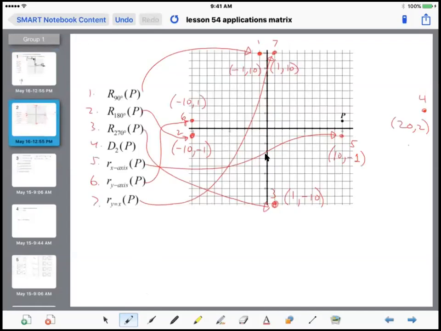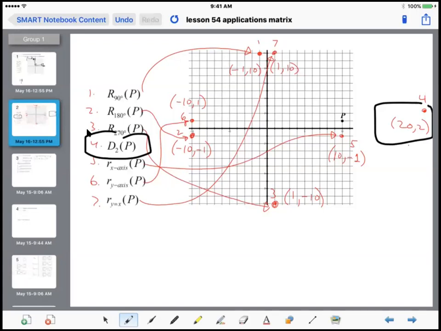The only answer that does not have a 10 and a 1 in it is question number 4. When you dilate, the x and y values get doubled and it ends up at (2, 2). But all other answers have a 10 and a 1. Sometimes the 10 is the x coordinate, sometimes the 10 is the y coordinate, sometimes the x coordinate's negative, sometimes the x coordinate's positive, but a lot of 10s and 1s.